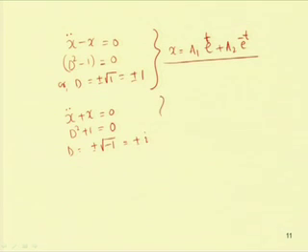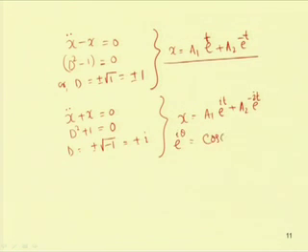So its solution will be x equal to a1 e to the power i t plus a2 e to the power minus i t, where t is the time. One can write this term, as it is known that e to the power i theta equal to cos theta plus i sin theta.